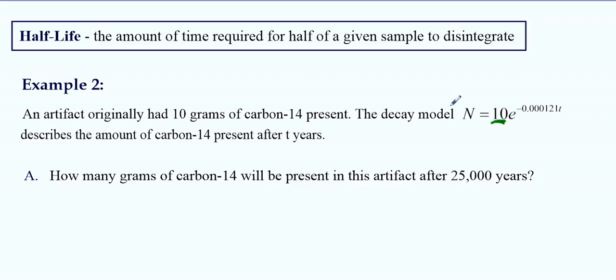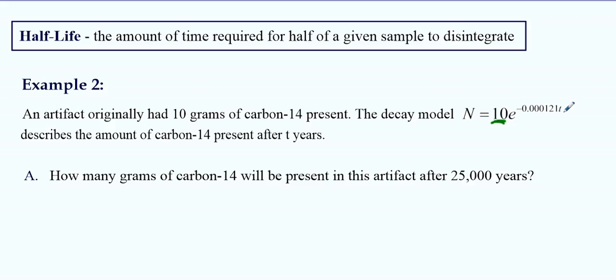That original 10 grams you can see in the equation right there, where the original value would go. And then they give us the decay constant. It's negative, so it is a decay, which makes sense because it decays. How many grams will be present after 25,000 years? Just plug in 25,000 for t.